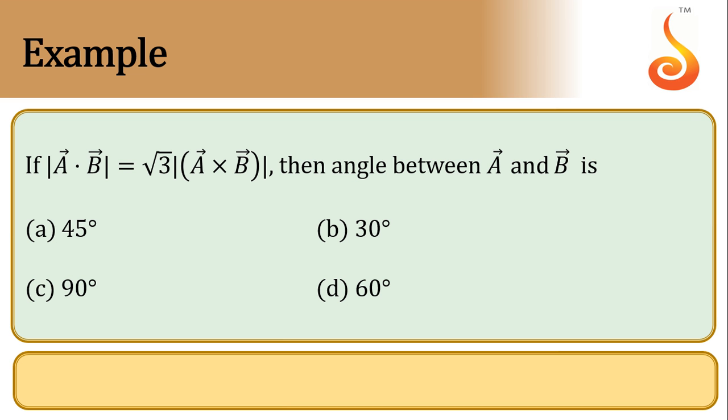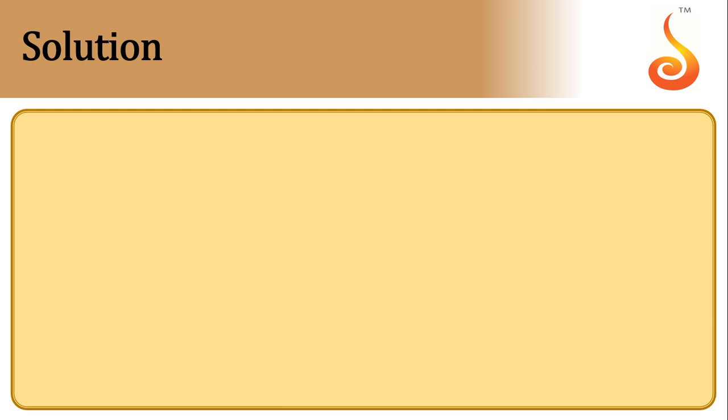If the magnitude of A dot B is equal to root 3 times the magnitude of A cross B, then the angle between A and B is... He says in the question, magnitude of A dot B is equal to root 3 times magnitude of A cross B. Let's simplify this. A dot B itself is a scalar, and we can write AB cos theta is equal to root 3 times AB sin theta.